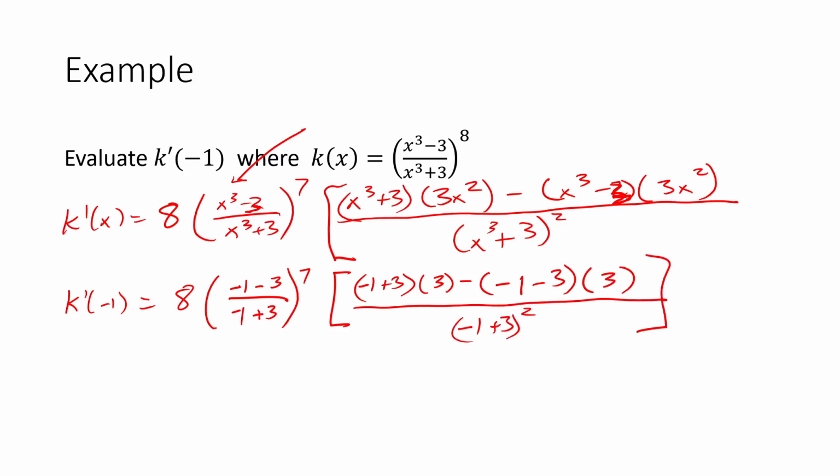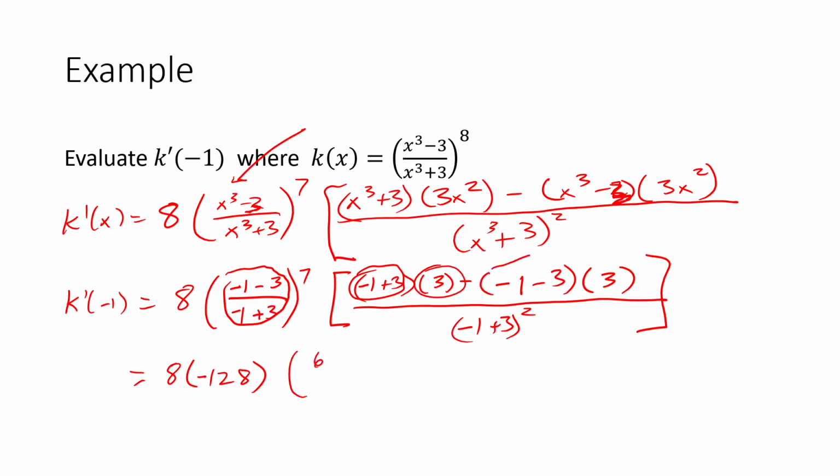Okay, so -4 over 2 is -2. So we get 8 times -2 quantity to the 7. -2 quantity to the 7 is -128. Now up at the top, we have -1 plus 3, which is 2. 2 times 3 is 6.